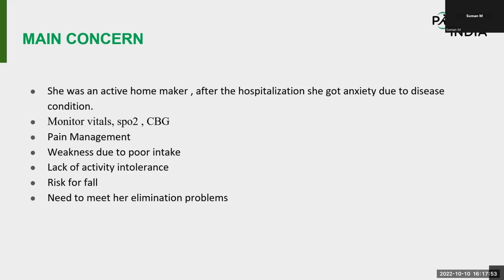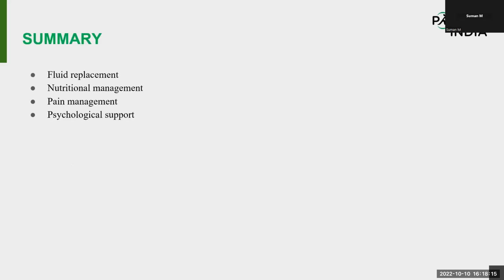Main concern: she was an active homemaker, but after the escalation she gets anxiety due to her disease condition. Monitor SpO2, CBG, pain management, weakness due to poor intake, activity intolerance, risk for fall, and need to meet her elimination problems.